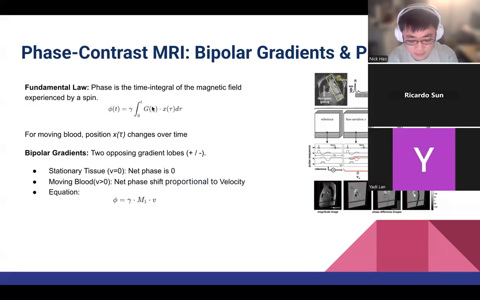However, for the moving blood, the position is changing over time. This prevents the cancellation and leaves a net phase shift. Critically, if we solve the integral mathematically, it simplifies to the linear equation on the bottom. Phase is directly proportional to the velocity. Next slide, please.